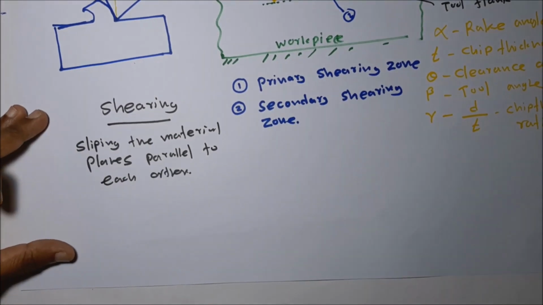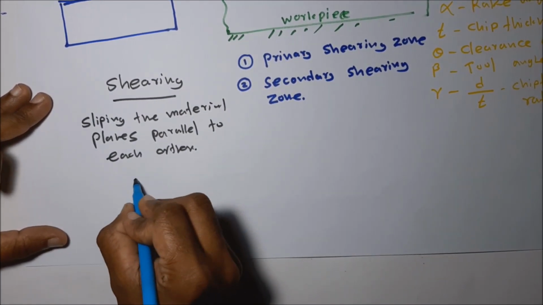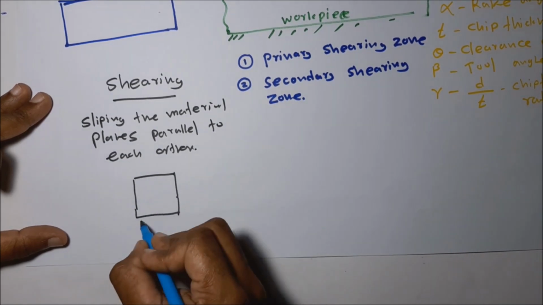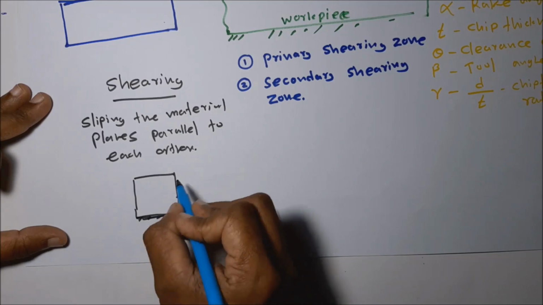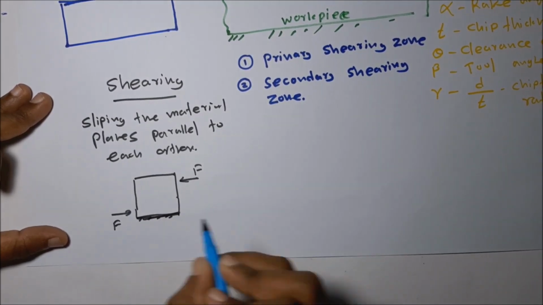That is called shearing. For example, take a certain material. Let's take this as the material. In this direction a force is acting, and in this direction another force is acting.